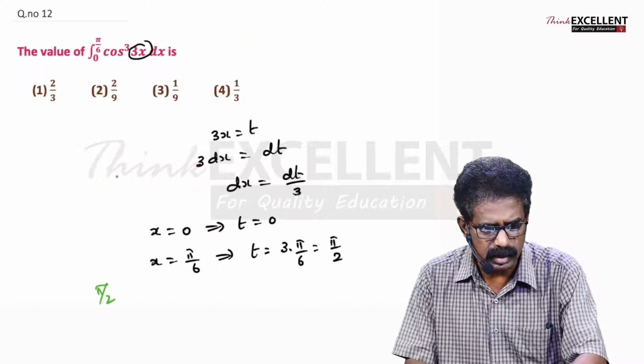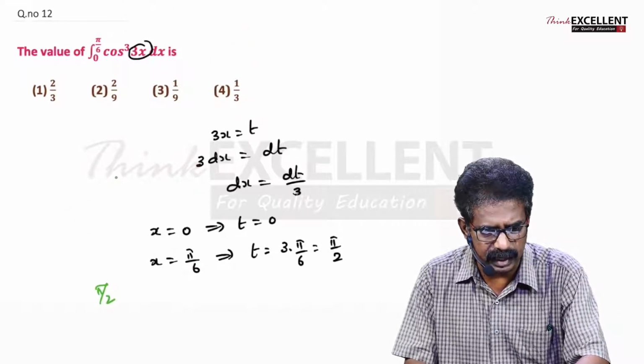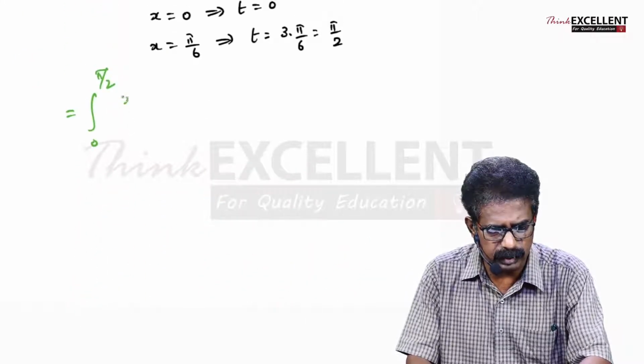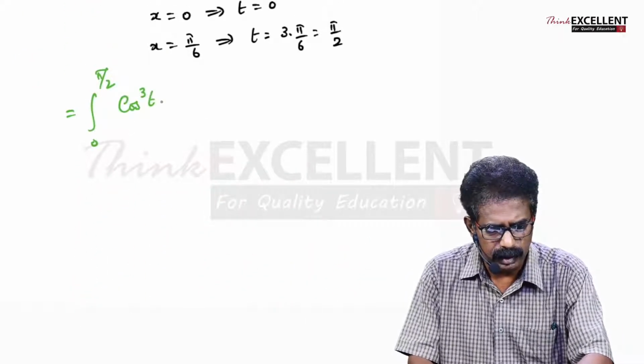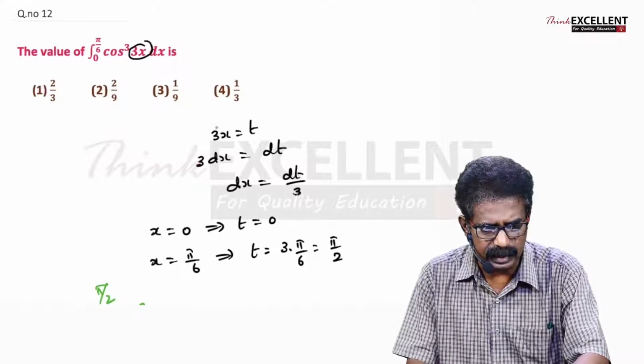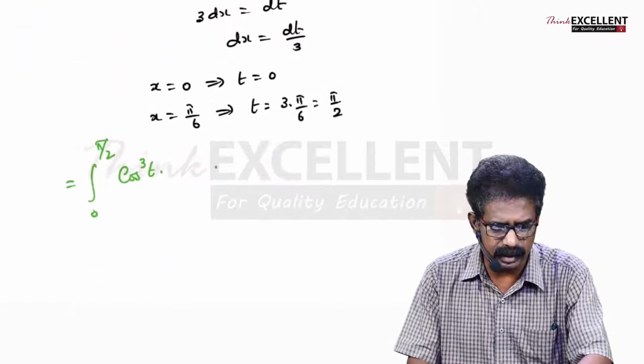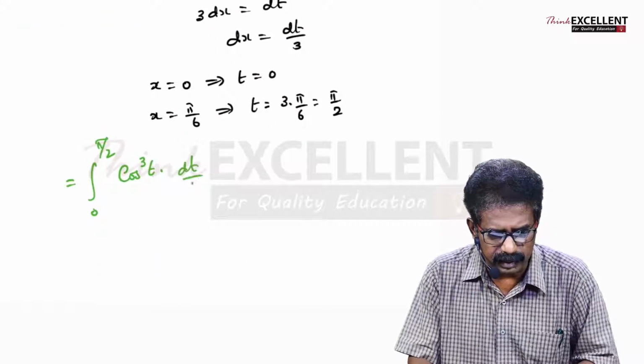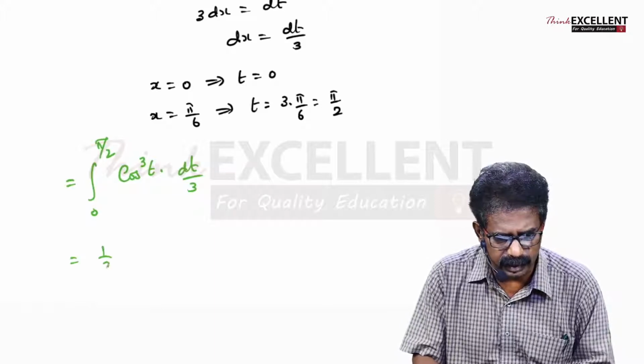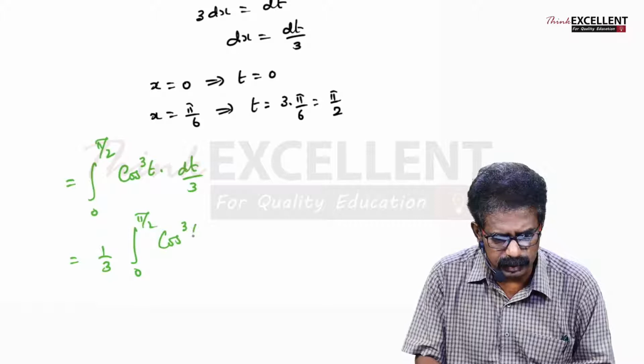Then cos cube 3x is t. Cos cube t into dx, right? dx is dt by 3. Take the 3 outside: 1 by 3 integral 0 to pi by 2 cos cube t dt.